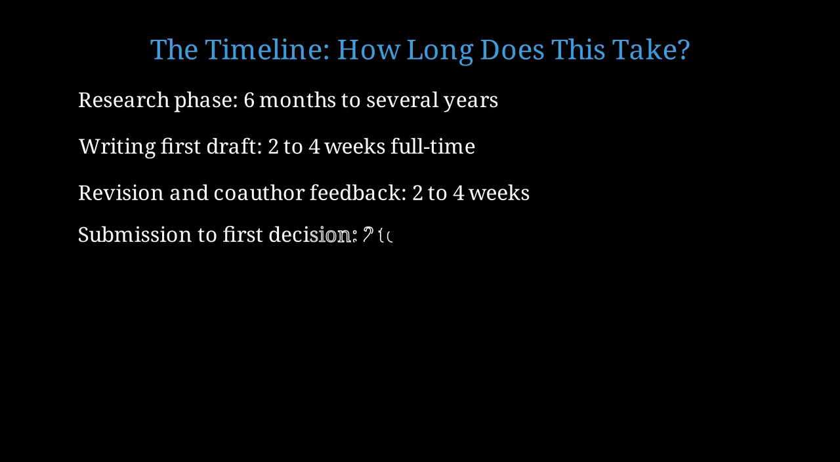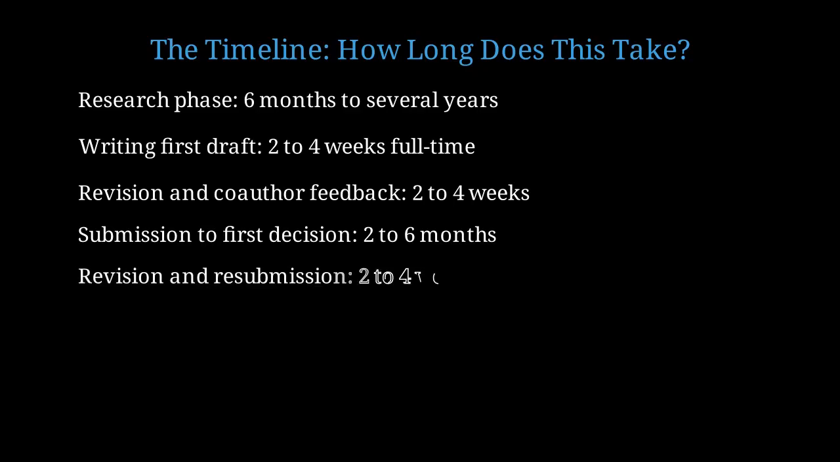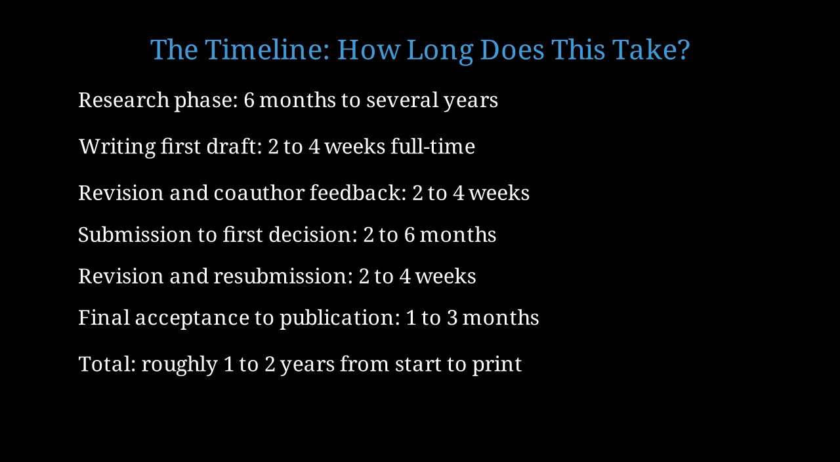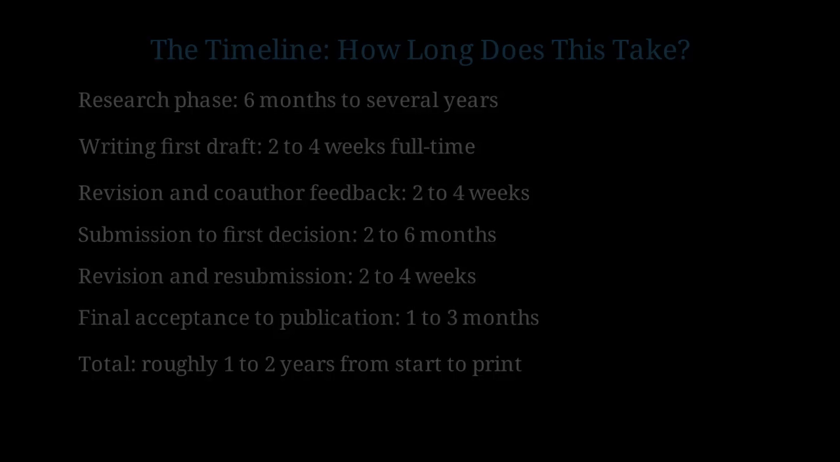From submission to first decision averages 2 to 6 months. Then you need another 2 to 4 weeks to revise and resubmit. After acceptance, final publication takes 1 to 3 months for typesetting and production. Total time from starting research to seeing your paper in print is typically 1 to 2 years, sometimes longer.